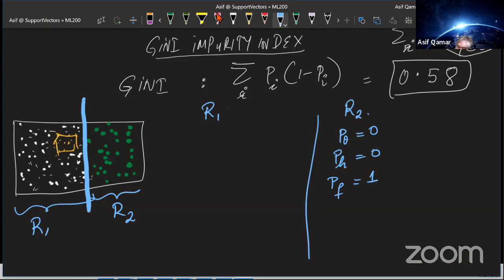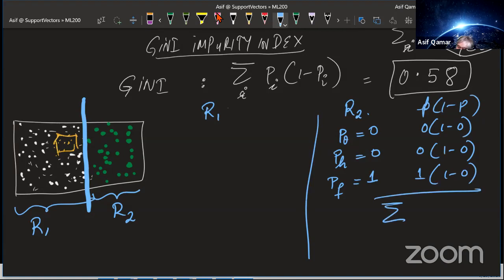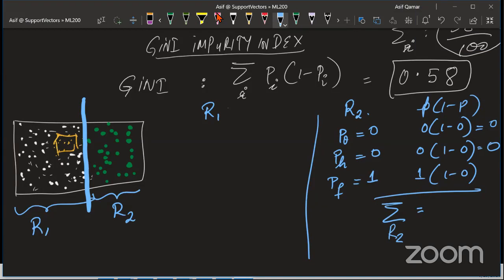So now see what will happen. If I do 1 minus 0, 0 times 1 minus 0, the same thing, x times 1 minus x, right? Or let me write the formula in terms of proportions, p times 1 minus p. And here it will become 1 times 1 minus 1. And when I do the same summation for R2, what is the summation coming out to be? This is 0. This is 0. And what about this, guys? Last one will be 1 minus 1.